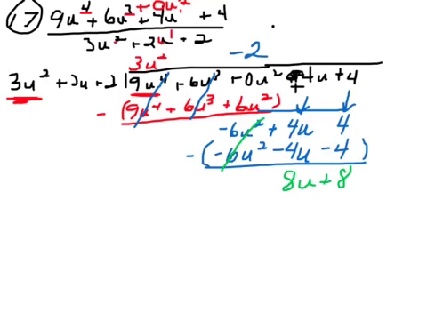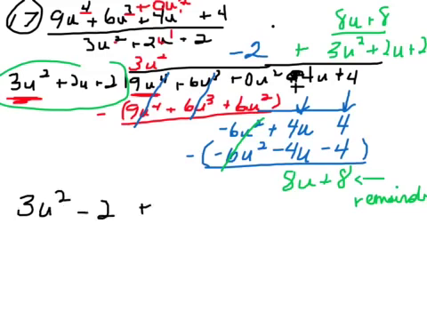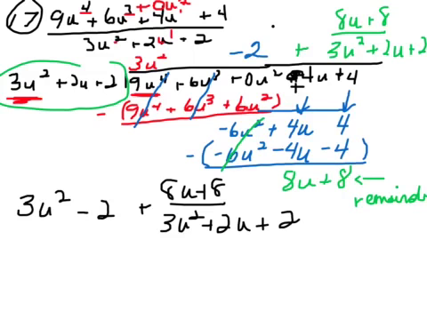So I'm actually done. And what I'm going to do is say, okay, this is my remainder, since the exponent on it is smaller than the exponent I was dividing by. So I can come up here and say, well, that's plus, the remainder was 8u plus 8, and I was dividing by 3u squared plus 2u plus 2. And that would be how you would write your answer. And I'll write it down here just so you can see. It's 3u squared minus 2 plus 8u plus 8 over 3u squared plus 2u plus 2.